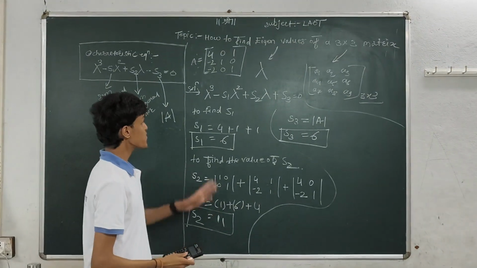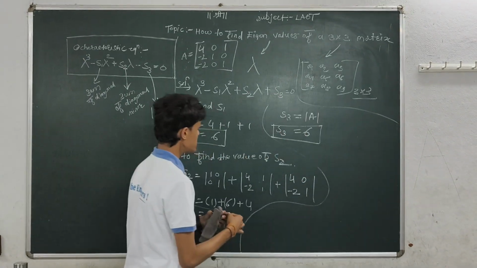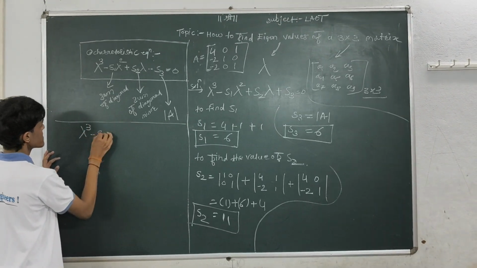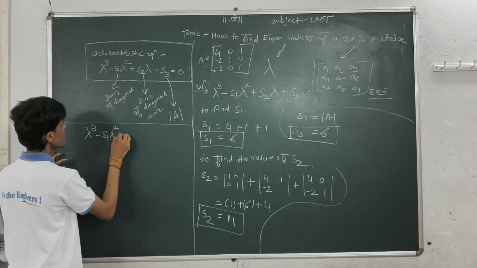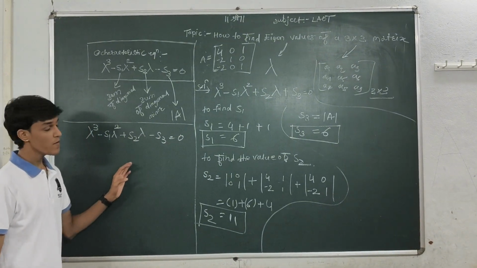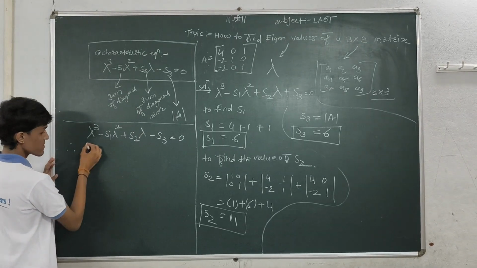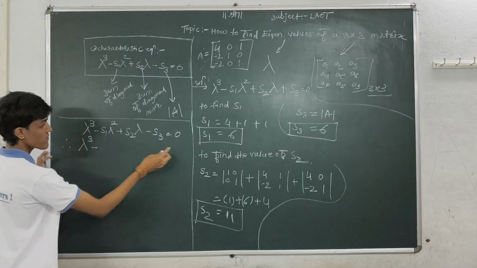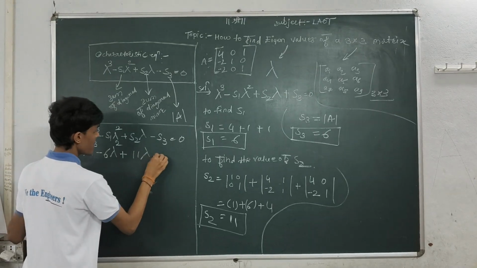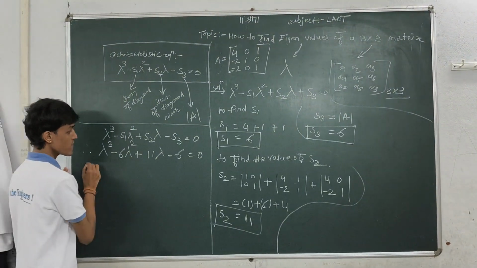Next step is simple, just put all these values into the characteristic equation. So we'll just write the equation over there: lambda cube minus S1 lambda square plus S2 lambda minus S3 is equal to 0. Putting in these values: lambda cube minus S1, which is 6, lambda square plus S2, which is 11, lambda minus S3, which is 6, equal to 0. Thus we have got this equation.